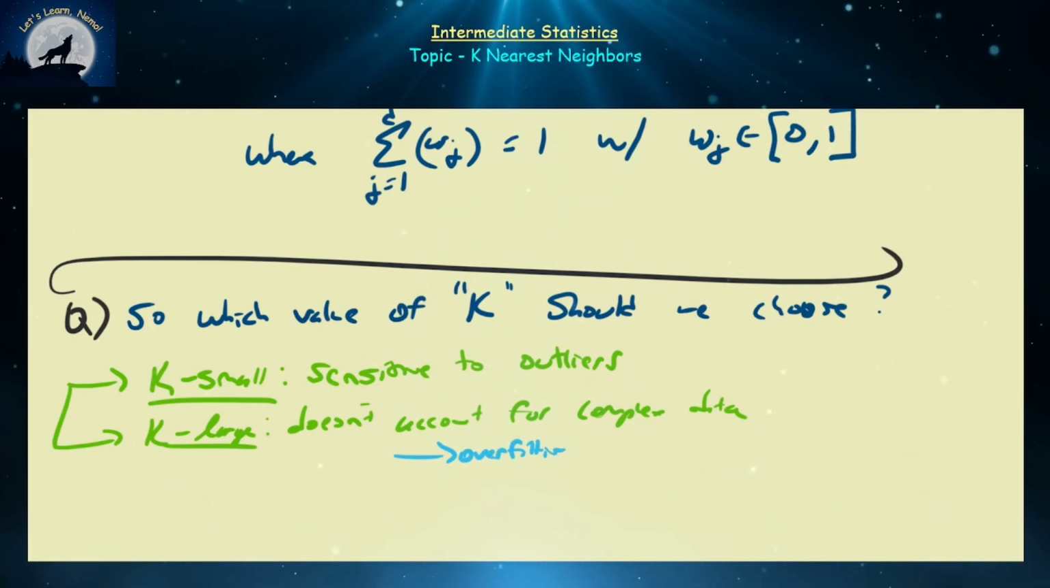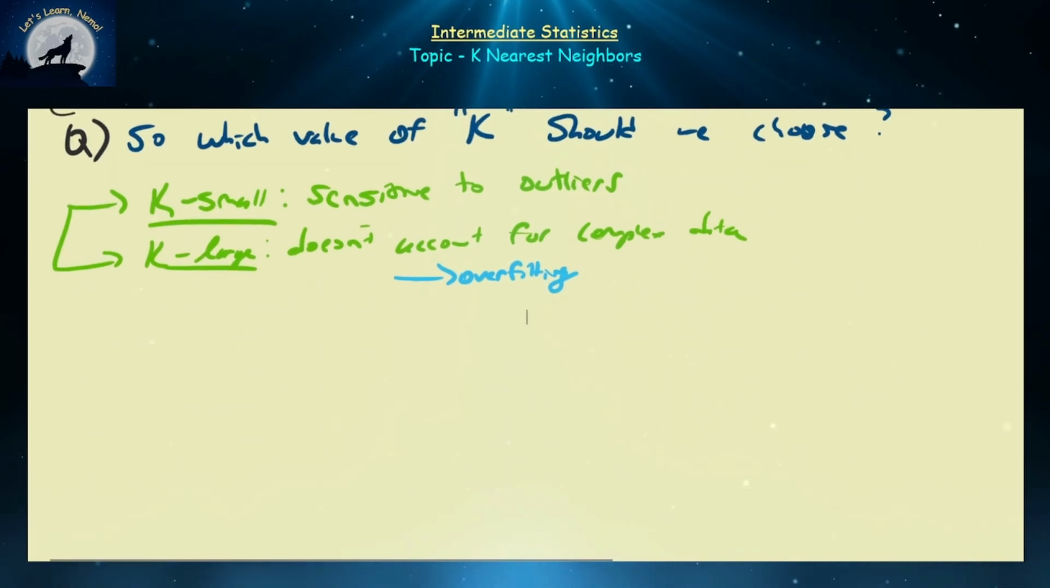So we definitely do not want k to be equal to 0. We definitely don't want k to be equal to m. And we definitely don't want k to be near 0 nor m. So we definitely don't want it near the extremes.